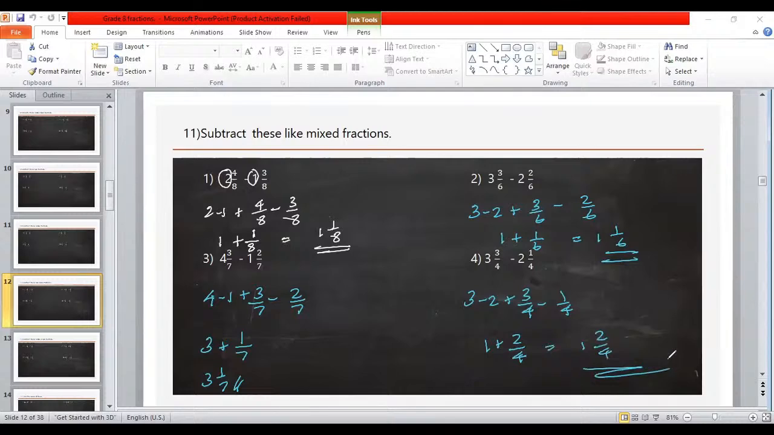1 and 2 fourth. This means you can even simplify this, right? How many 2s in 2? 1. How many 2s in 4? 2. So you can write 1 and 1 half. This is the answer. Next question.